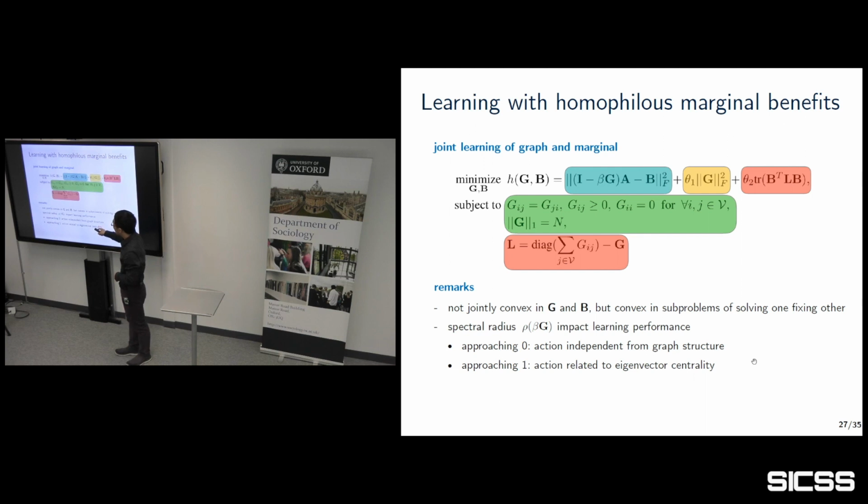The basic intuition is that if this spectrum radius ρ(βG) is zero, then obviously you don't have any information of the network from A, because you just get A minus B, right? So there's no hope that you can infer the G from the A. But if this βG becomes bigger and bigger, then obviously A will contain information from the network. In the extreme case, if βG has a radius of 1, then we can work out that this action is proportional to the eigenvector centrality of the network, and that eigenvector centrality, in fact, has strong information about the connectivity of the network. So that's the intuition for why from action A we can go back to get the topology G.